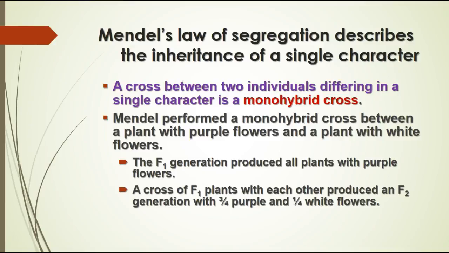Mono means one, and hybrid is the cross between parents with different characteristics. Mendel did this cross on the plant with purple flowers and the plant with white flowers, and like we saw in the pictures, the F1 generation produced all plants with purple flowers, but when he crossed F1 plants with each other or allowed them to self-fertilize, what he found in the F2 generation was that 3/4 of the plants had purple flowers and 1/4 had white flowers.